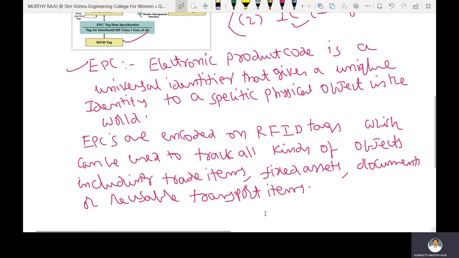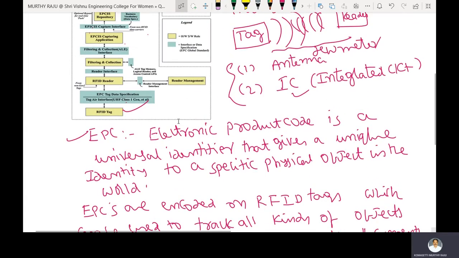Shopping malls also use the RFID tag system, extracting the product information with the help of the 96-bit EPC code, which is encoded on the RFID tag. This is the RFID tag, an electronic tag. The EPC code is encoded on that RFID tag and extracts the product information.